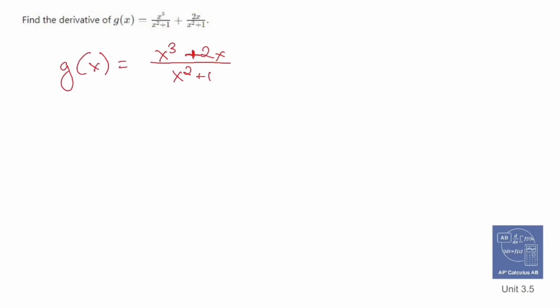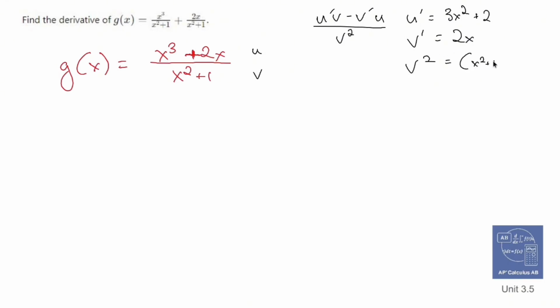Okay, so now we have to use the quotient rule. I'll call you u and I'll call you v. So u prime v minus v prime u all over v squared is going to be our guy. u prime is going to be 3x squared plus 2. v prime is going to be 2x. v squared is going to be 2x plus 1 quantity squared.